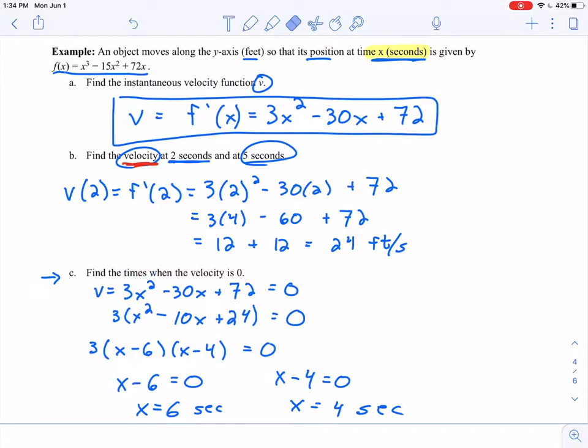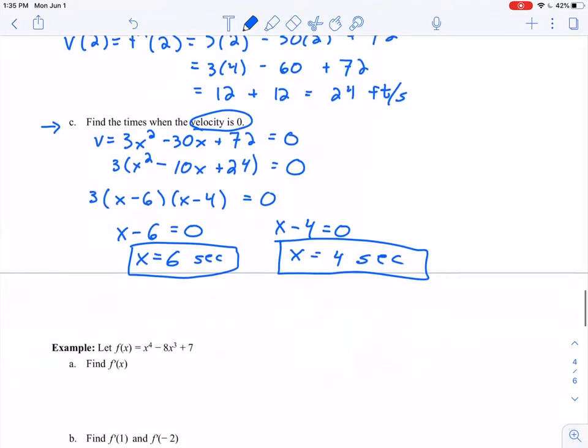Finding the times at which the velocity is 0. Well, what's happening if the velocity is 0? We said earlier that you could have negative velocity. That was okay. If you have a positive velocity, you're moving forward, in the positive direction. If you have a negative velocity, you're moving backwards, in the negative direction. If your velocity is equal to 0, you're actually not moving anywhere. You're just standing still. You're momentarily stationary. So in this case, our object is not moving forwards nor backwards at x equals 6 seconds and x equals 4 seconds.